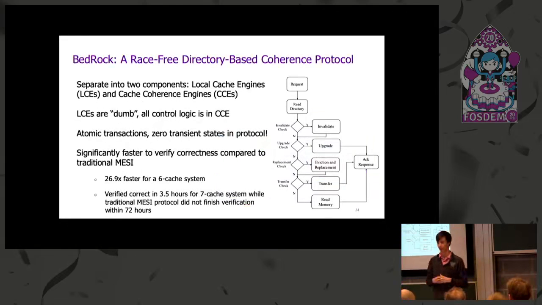So I mentioned Bedrock. This is our fully cache-coherent multi-core infrastructure, which allows traditional MESI-type coherence using a novel protocol. This protocol divides the system into 2 components: local cache engines, or LCEs, and cache coherence engines, or CCEs. The interesting thing about this is that CCEs have all the actual protocol information. Local cache engines only respond to very simple messages and have limited shadow state knowledge of the entire system. By doing this, we can eliminate all transient states during the protocol, which makes it vastly simpler to verify.